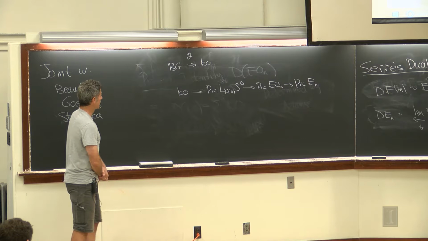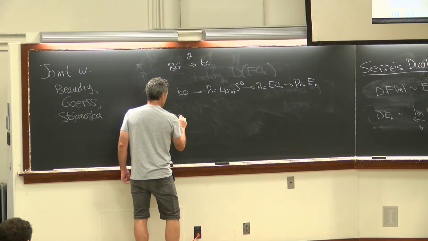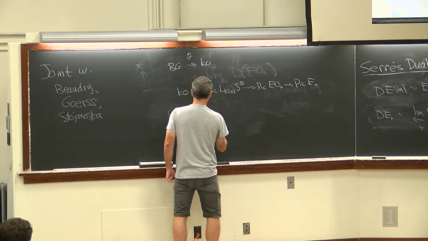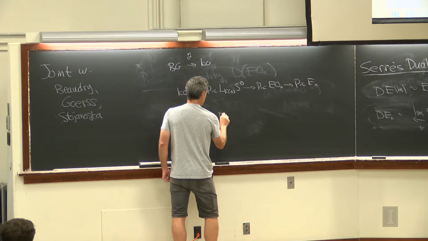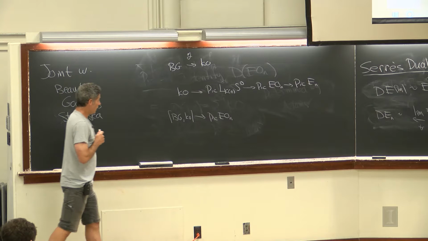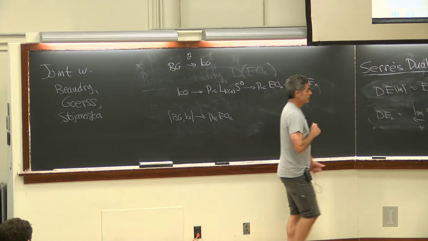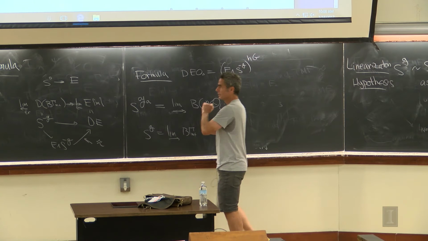If I take homotopy fixed points, I get a map from maps of BG into KO all the way over to maps of BG into the homotopy fixed points there, which is Pic of EO_n. And this is the map I want to study. So this representation G lives in here, and this construction over here is the image of that under this map. This is a map we want to understand.